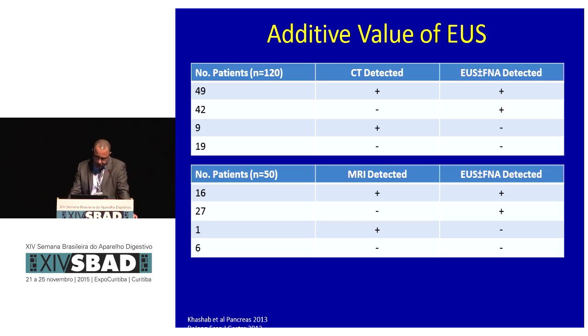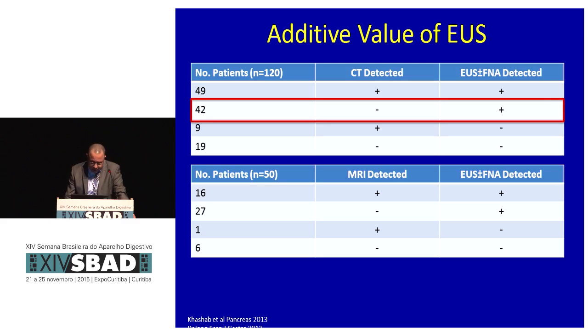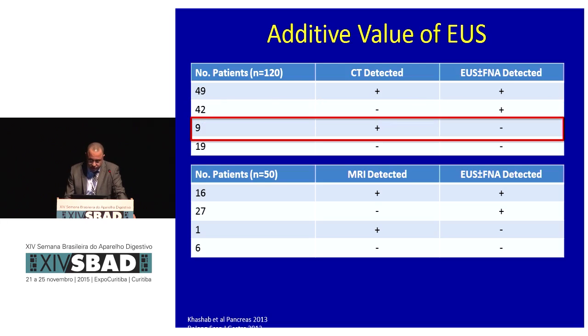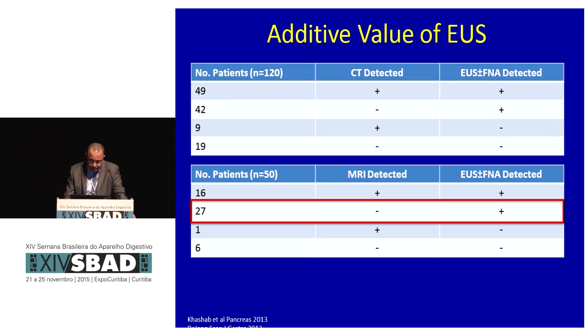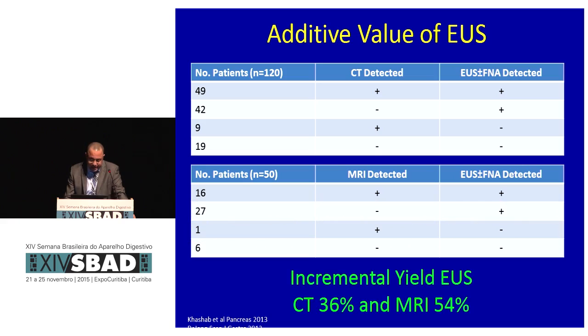This is a study we published in Pancreas in 2013. We looked at the additive value of EUS after abdominal imaging for pancreatic cyst. You can see here in these 42 patients, the CT did not detect a cyst, but EUS did. In some patients, it was vice versa. And with MRI, there was a significant number of patients where cysts were not seen on MRI, but seen on EUS, very few patients vice versa. But if you looked at the additive value or incremental yield of EUS after CT and MRI, it was 36% after CT.